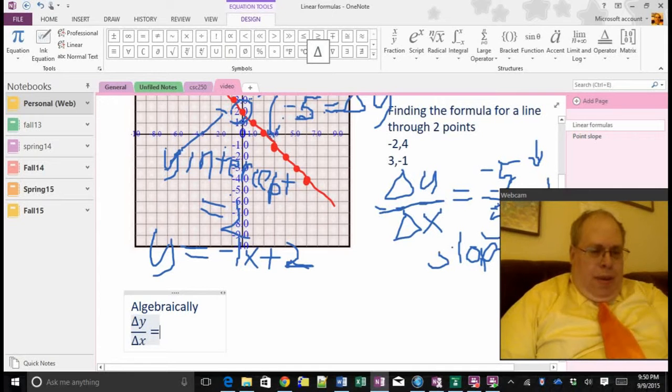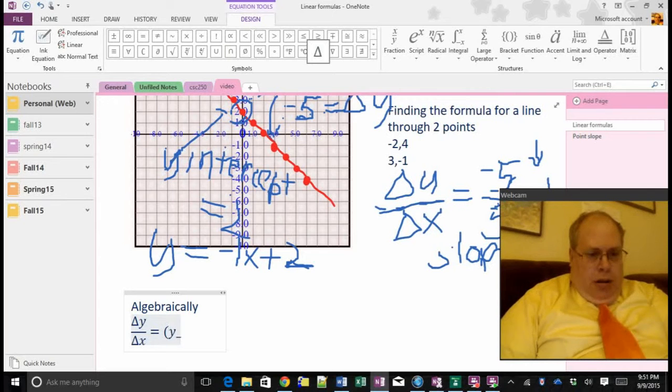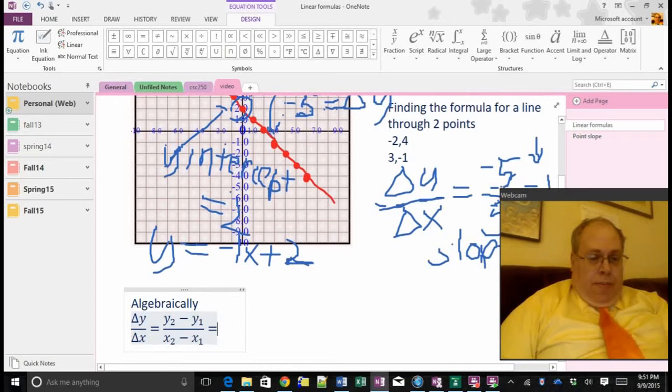which is going to equal y2 minus y1 divided by x2 minus x1. So it's very important you get your y2 and your x2 from the second point, and the y1 and x1 come from the first point.